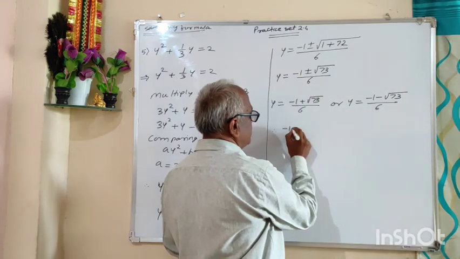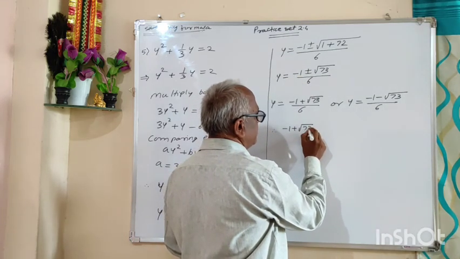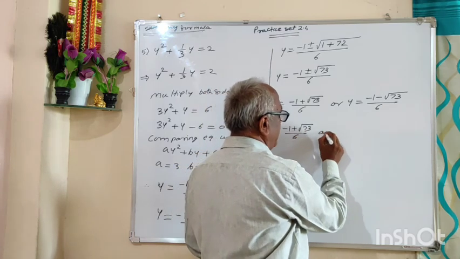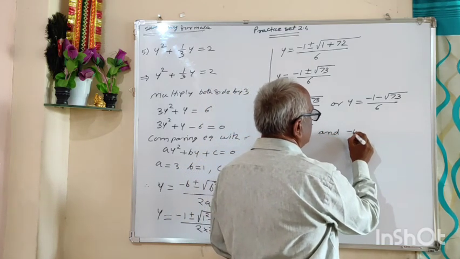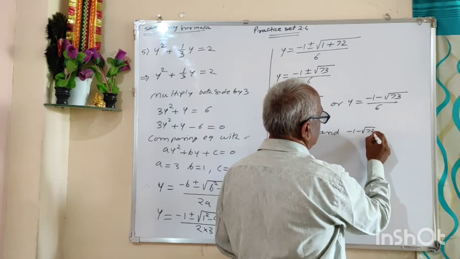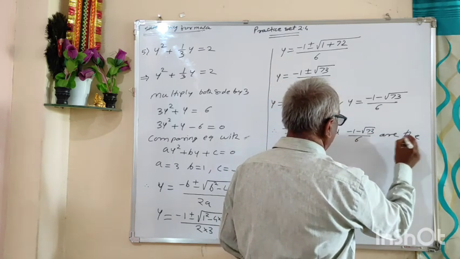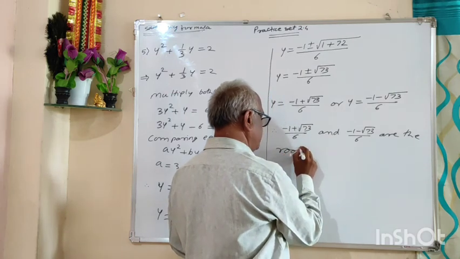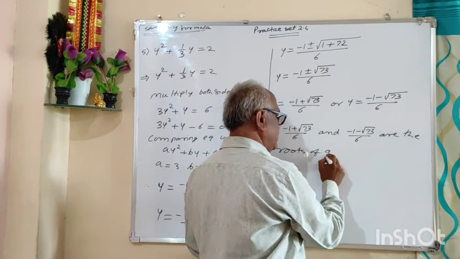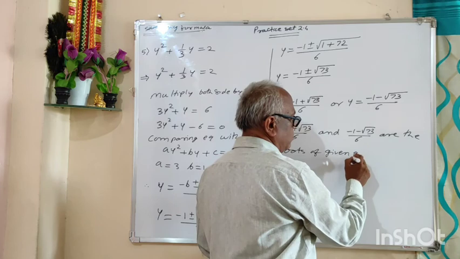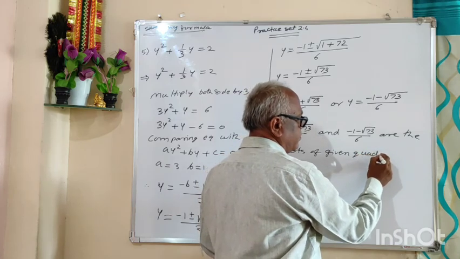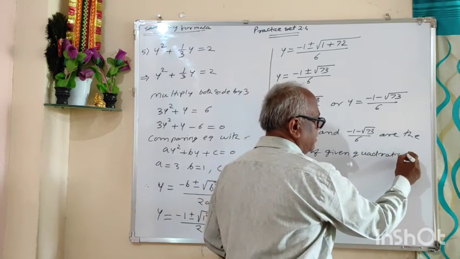Therefore minus 1 plus under root 73 upon 6 and minus 1 minus under root 73 upon 6 are the roots of the given quadratic equation.